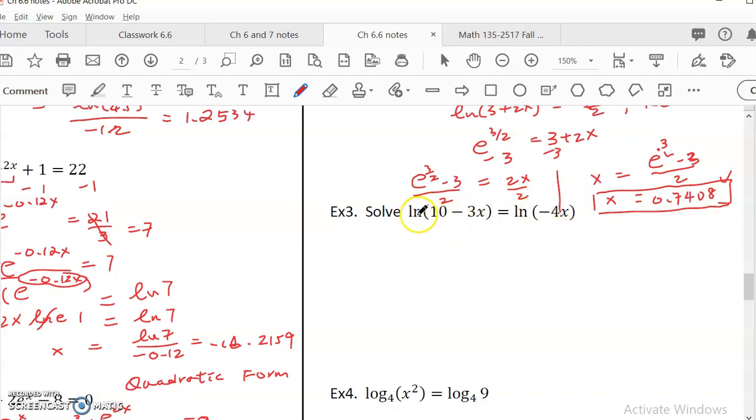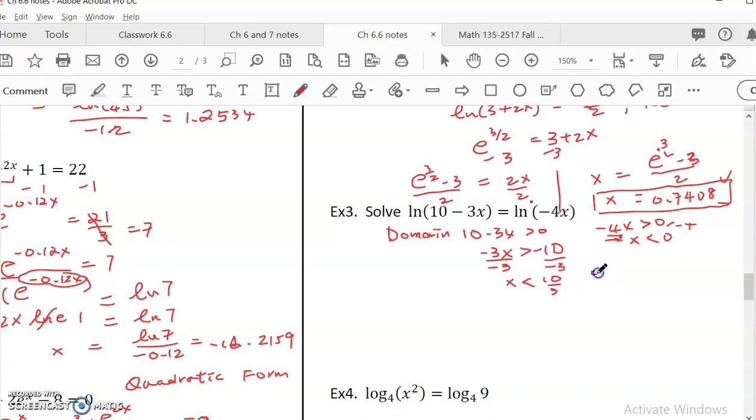The third one. Okay, so we have ln of 10 minus 3x equals ln of negative 4x. So we have ln on both sides, 1 log, 1 log. I can cancel, but before I cancel, I have to look for the domain first because I have to check the answer at the end. So domain is 10 minus 3x is greater than 0, and negative 4x has to be greater than 0. So that means x has to be less than 0. Divided by negative 4, you have to switch, right? This would be negative 3x is greater than negative 10. Divided by negative 3, x has to be less than 10 over 3.